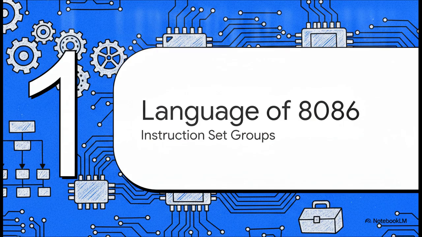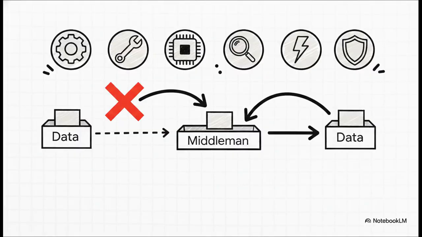Section 1. The language of the 8086. So the processor's capabilities are divided into 6 core groups, almost like departments in a factory. You've got data transfer, arithmetic, bit manipulation, string handling, program transfer, and processor control. They all work together seamlessly to get the job done. But there is one absolute golden rule you've got to remember. Direct memory-to-memory operations are a no-go in the 8086. Data always needs a middleman, like a register, to actually move around.